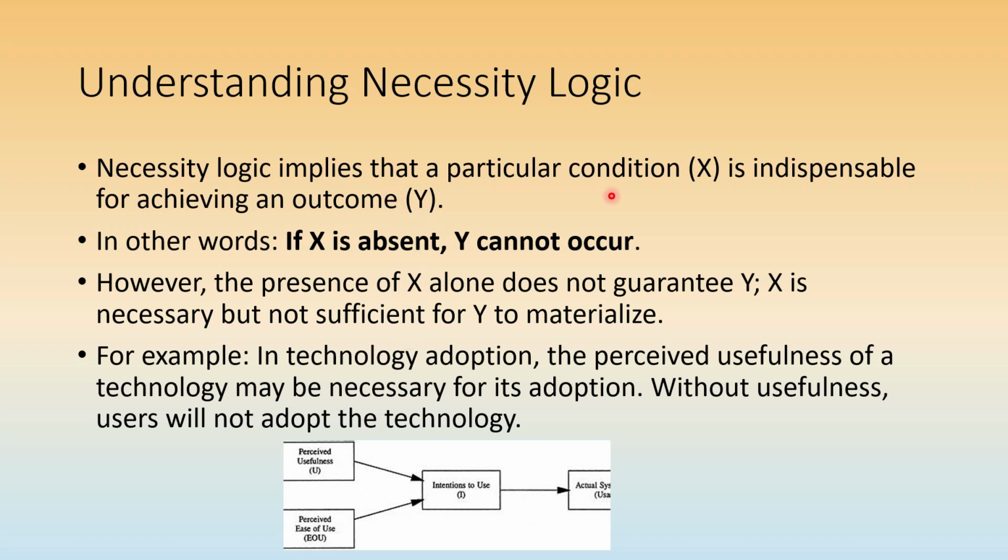This implies that a particular condition X, for example an IV, is indispensable for achieving an outcome Y. In other words, according to this necessity logic, if X is absent, Y cannot occur. However, the presence of X alone does not guarantee Y. X is necessary but not sufficient for Y to materialize. Let's take an example of the TAM model, or technology acceptance model. The perceived usefulness of a technology may be necessary for its adoption. Until the respondents think that the technology is useful, they are not going to adopt it. So without usefulness, users will not adopt the technology.